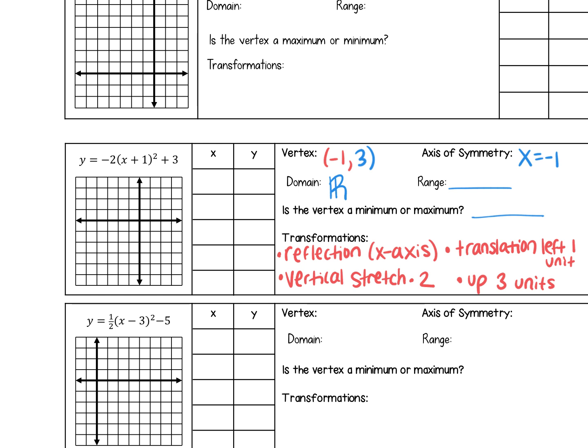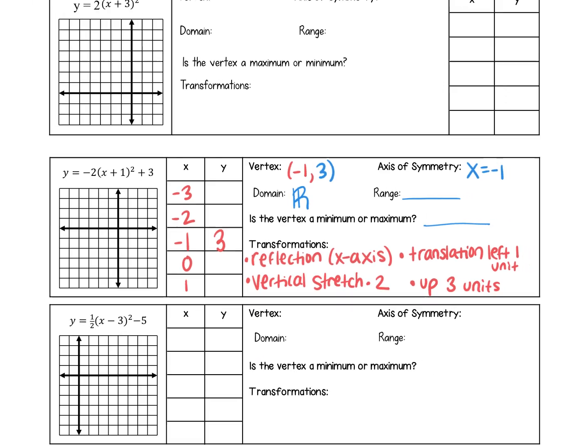To do the actual graph, I'm going to fill out the table. I'm going to put the vertex in the middle, so I'm going to put -1, +3 in the middle. And then from there, I'm just going to subtract this way and add this way, so they're going to get smaller above it and then bigger below it. And then I'm going to actually plug the values in.